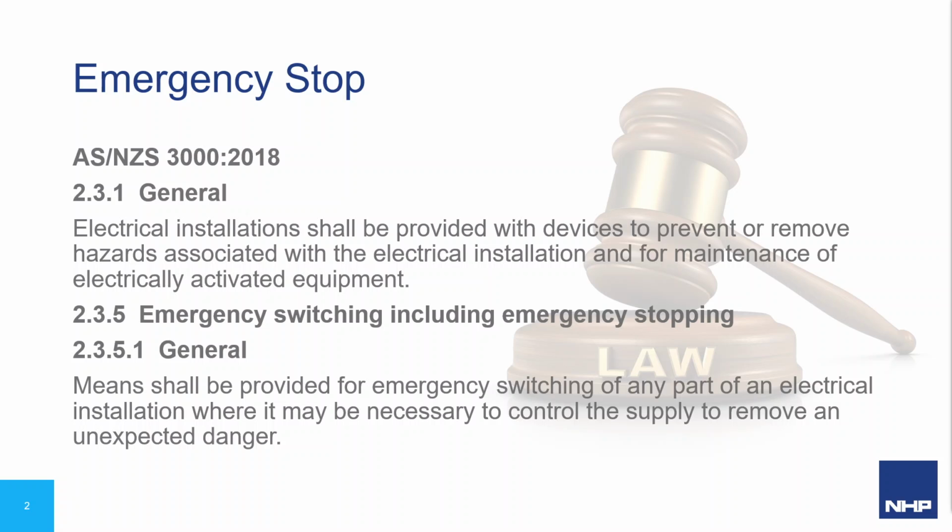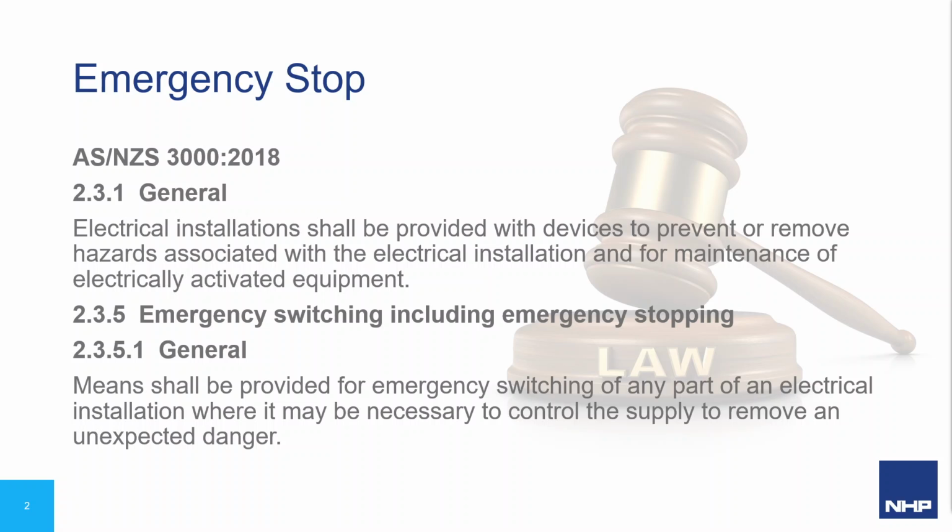Note the wording of this clause. Means shall be provided where it may be necessary to control the supply to remove an unexpected danger. This means do a risk assessment. Identify the hazards involved with your installation and evaluate the risk. Determine whether an emergency switching device is required, what type of device, what function it performs, etc.